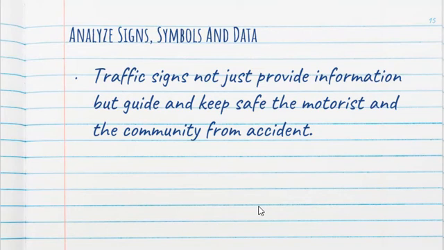So analyze signs, symbols, and data. Automotive servicing doesn't end on finishing the job in an auto repair shop. So when necessary, a road test is performed to conduct a closer observation on a vehicle. To do this, the one who performs the job must be knowledgeable in driving, a holder of a driver's license, and knows by heart the meaning of different traffic signs and symbols. So traffic signs are not just to provide information, but to guide and keep safe the motorist and the community from accidents.